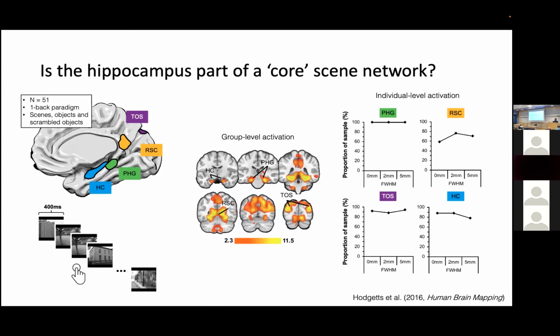To evidence this further, we also wanted to see, when we look at individual participants, how many of them actually activate the hippocampus robustly at the individual level. What we find is that in 90% of participants, the hippocampus was robustly activated when looking at scenes versus other types of stimuli, to the extent that it was actually greater than that seen in other so-called core regions, such as the retrosplenial cortex.